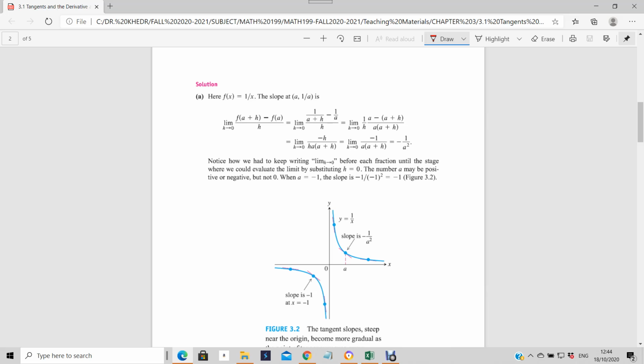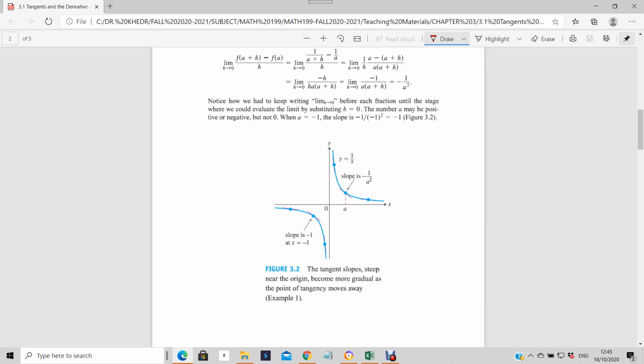So this is the limit of the function, or the limit of this definition, which is the slope of the curve of this function. Now, if x equals to -1, because we need to find the slope if a equals -1, then we have to substitute a by -1. We will get -1 divided by -1 squared, that is -1. So here, the slope at x equals -1 will be -1.